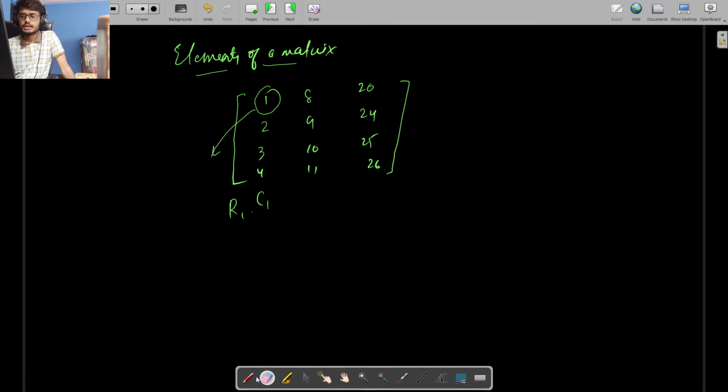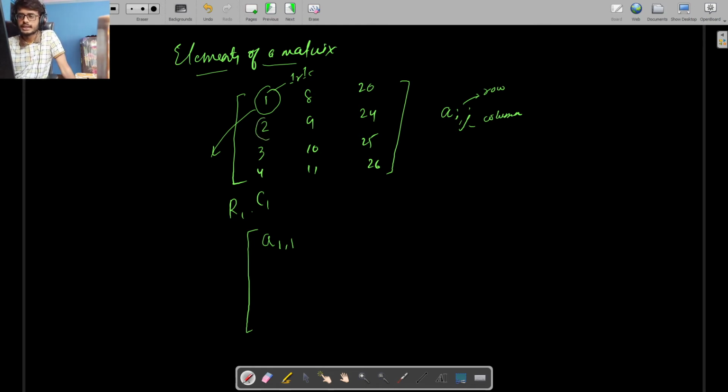So how do you know that? We can represent this matrix by writing this. This is the element in the first row, first column, right? First row, first column. So this can be represented as an element A in first row, first column, a1 comma 1, or basically it's written as ai comma j, where i is the number of row and j is the number of column. So 1 can be written as element A in the first row, first column.